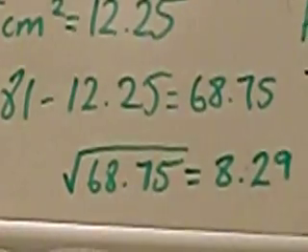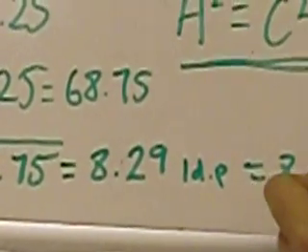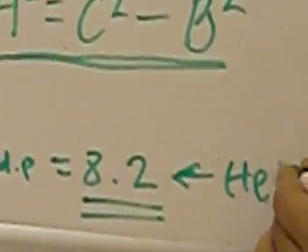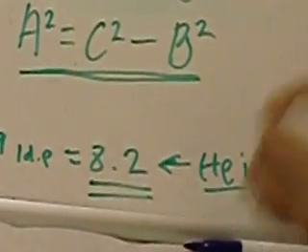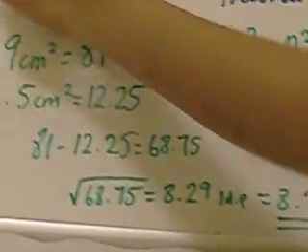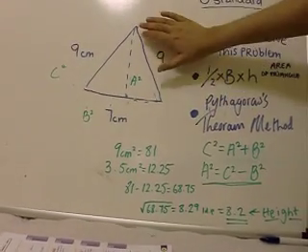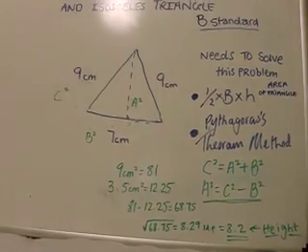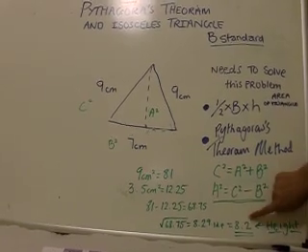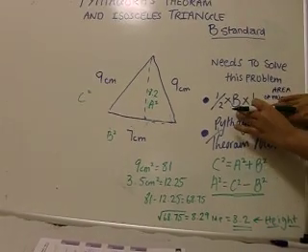We can round it to one decimal place, which equals 8.2. So we've got the height. This is the height. Okay? We found out the height, so we've got the base, but now we don't need this half because we're trying to find the area of the whole triangle, not just the half. The half we just used to find the height using Pythagoras. So we've got the base, and now we've got the height, which is 8.2. So we can put 8.2 here, and now we can apply this method.